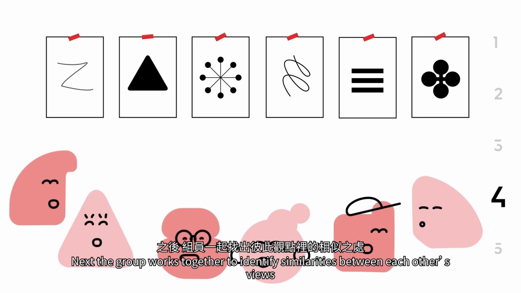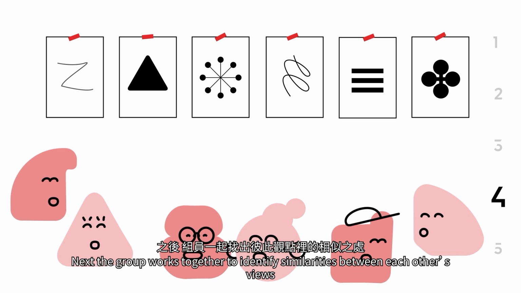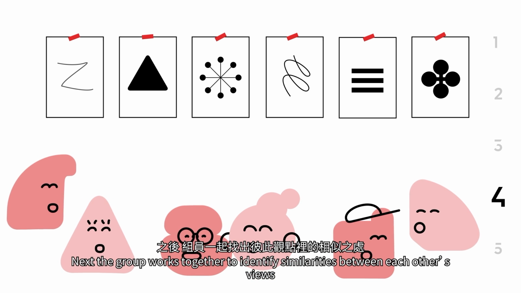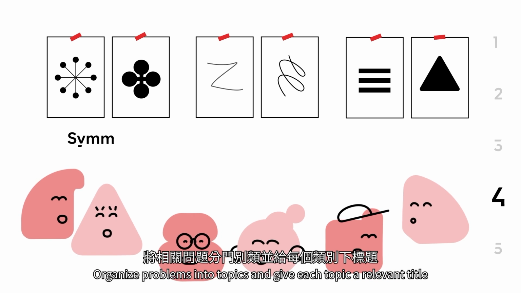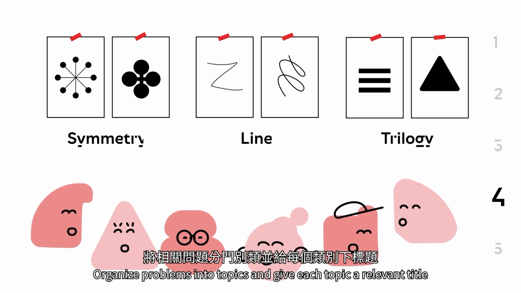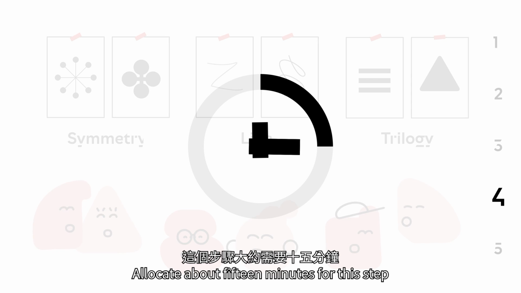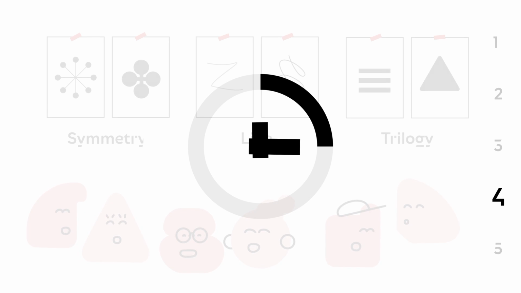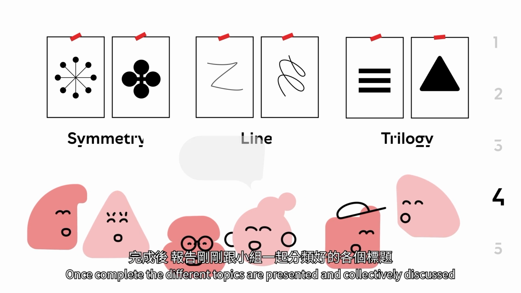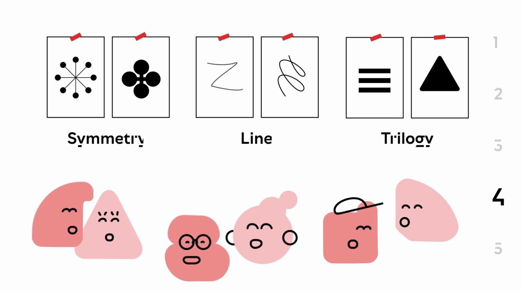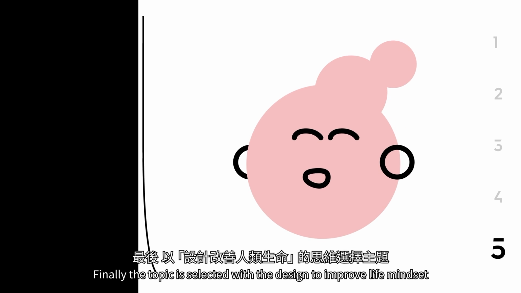Next, the group works together to identify similarities between each other's views, organise the problems into topics, and give each topic a relevant title. Allocate about 15 minutes for this step. Once complete, the different topics are presented and collectively discussed. Finally, the topic is selected.